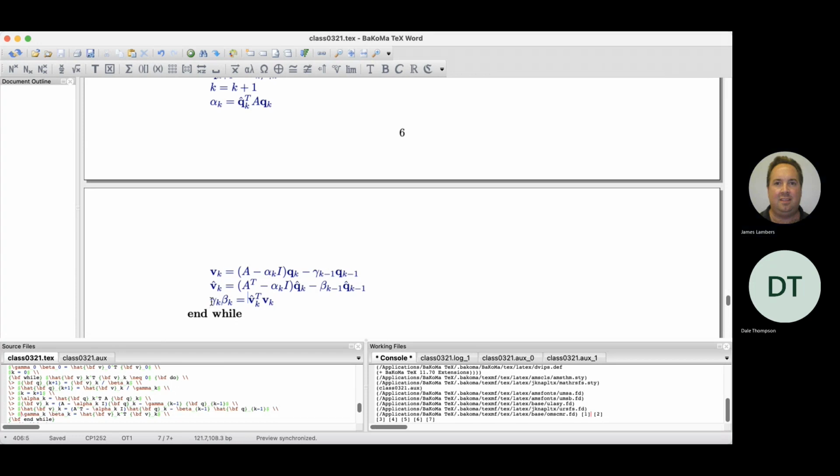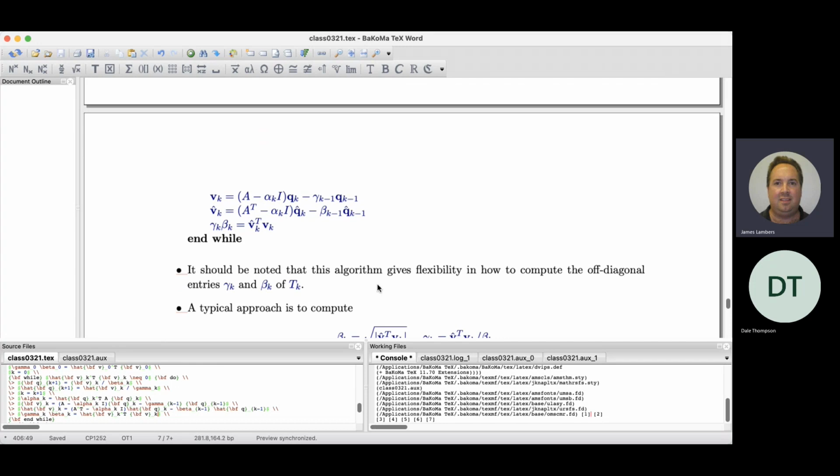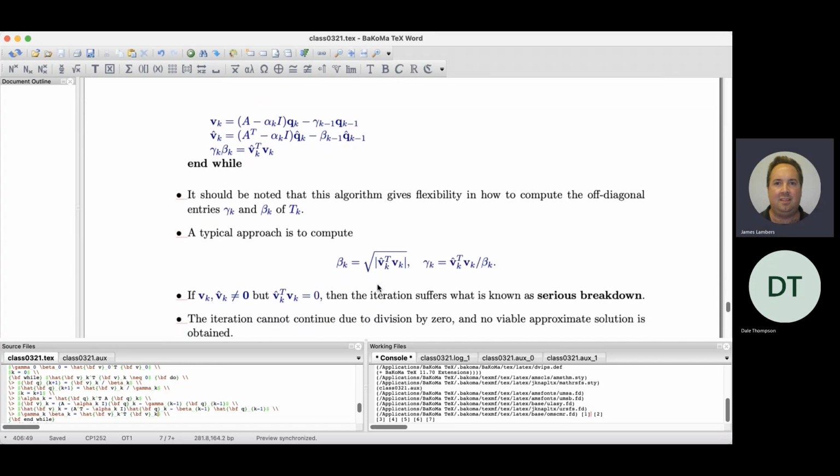For example, one convention is to say that beta k would be the square root of the absolute value of this number, and then gamma k would be equal to this quantity divided by beta k, just to make sure that this holds. That way gamma k and beta k would be plus or minus each other. But that's just one convention. Okay, yeah, so that's what I meant here, that there's some flexibility here.